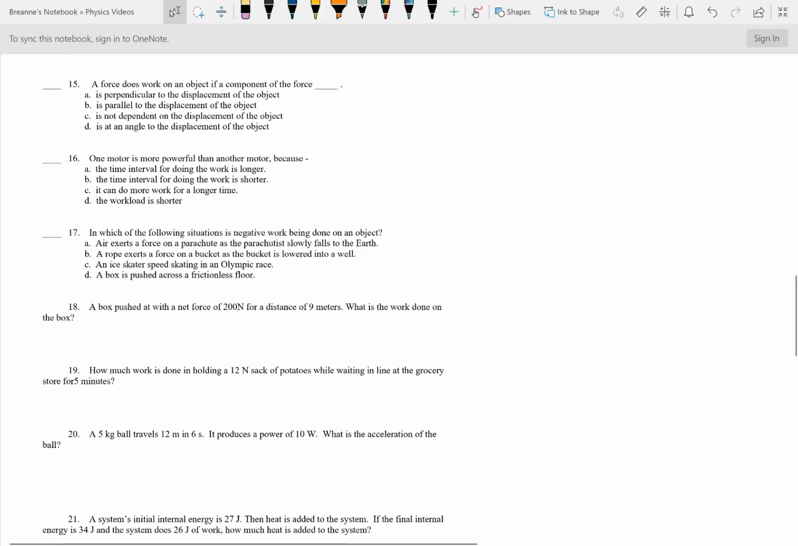A force does work on an object if a component of the force... So this key thing is, how does the force affect the object? Work only happens to the object if the force is parallel to the direction it's going. So if it's going to the right, the force either has to be going to the left or to the right, because it's parallel. If the object is being lifted up, the only force that can be affecting it has got to be going up or got to be going down.